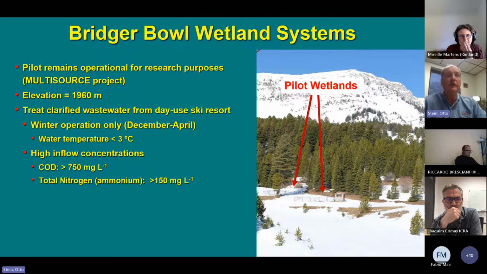Some of the things that are unique about this: we're at relatively high elevation. The ski resort is really only used in the winter. There's no lodging or anything there. It's a day-use ski resort. So in the winter, our water temperature is about 3 degrees C, and because there is nobody living there, it's only toilets and kitchen waste. So we have pretty high COD concentrations and pretty high total nitrogen concentrations coming in.